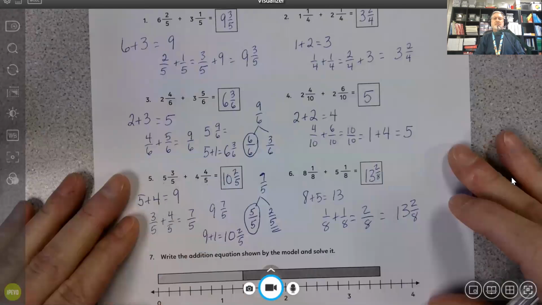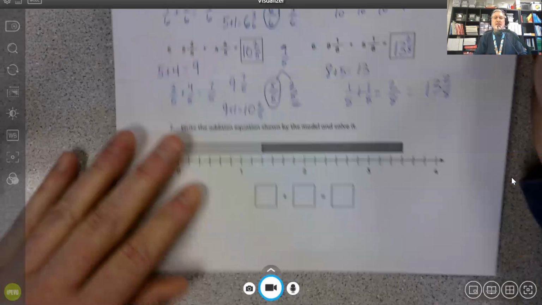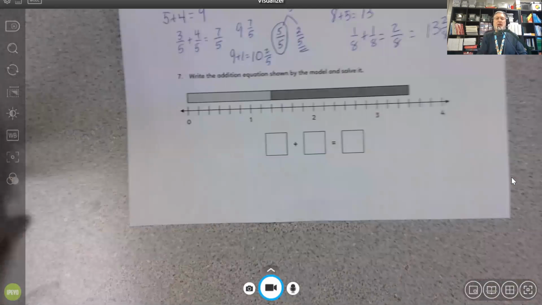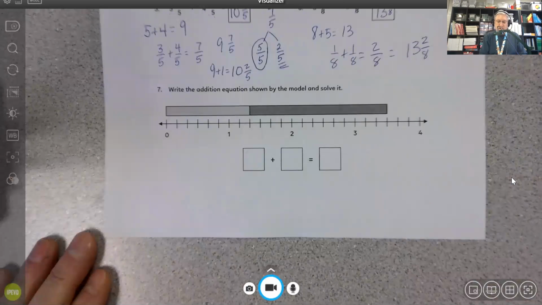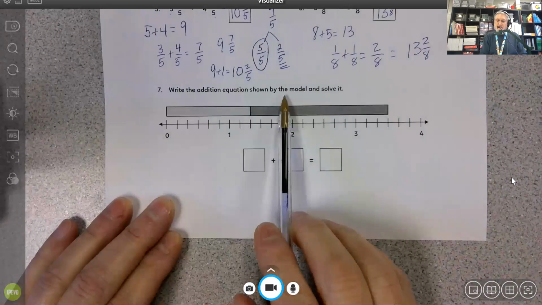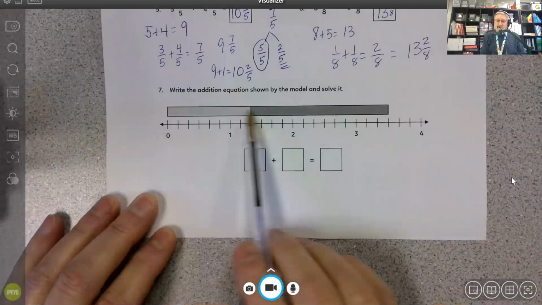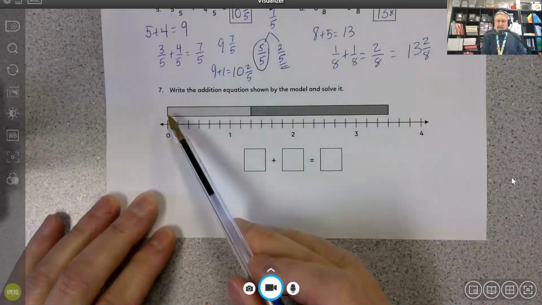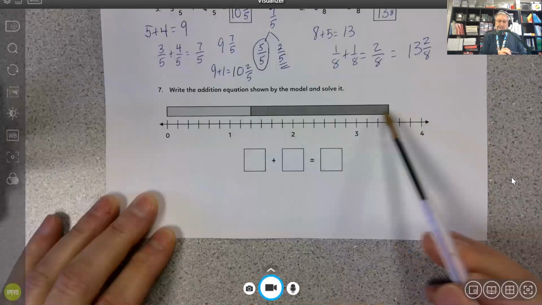All right, and those are the answers that we got. So now we're going to solve this last problem, number 7, by using a number line. So what I have to do is figure out, first of all, it says write the addition equation shown by the model and solve it. All right, so it has a light gray and a dark gray.